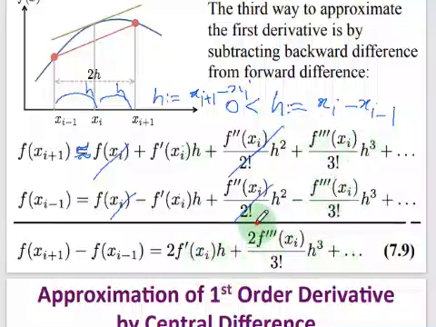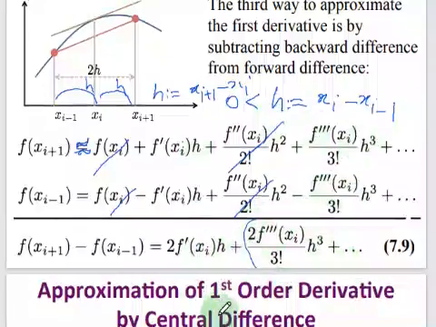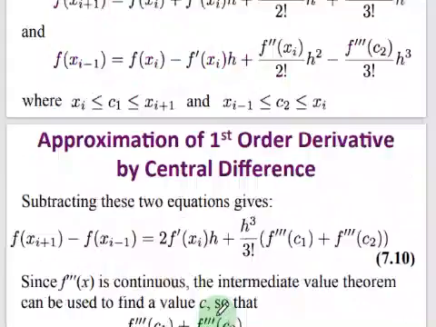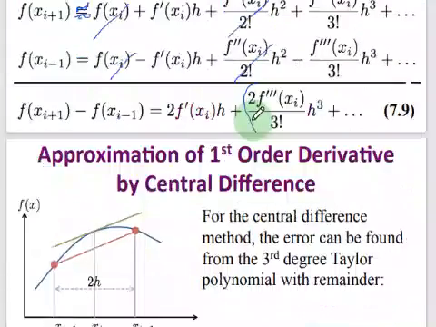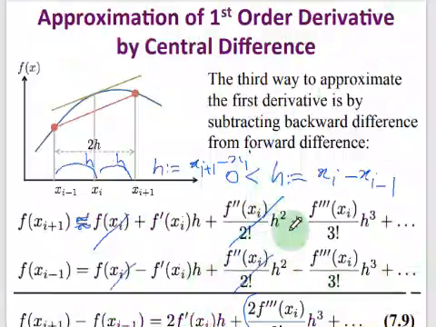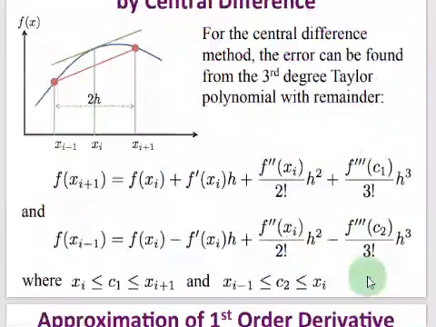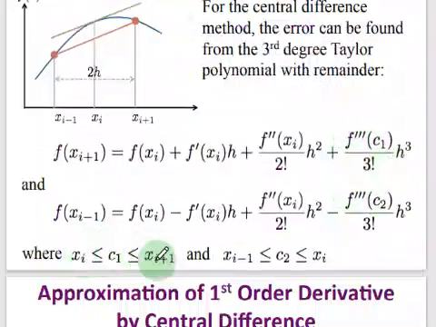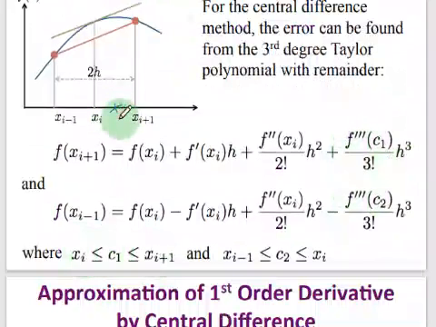Now if you truncate this infinite series from here, right? So when you truncate this infinite series, now let's truncate this infinite series from here. Then you get f triple prime of C1 divided by factorial 3 times h to the power 3. So C1 is a value in between xi and xi plus 1, right?